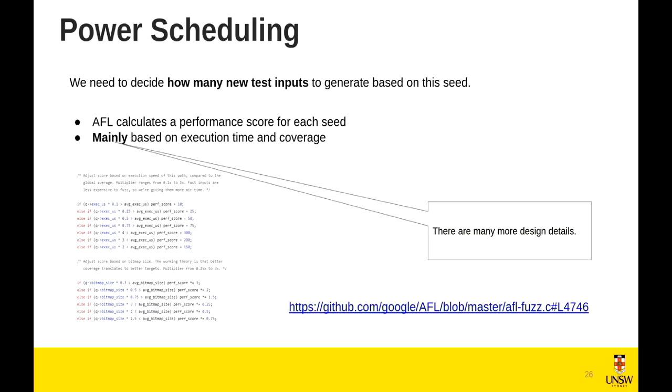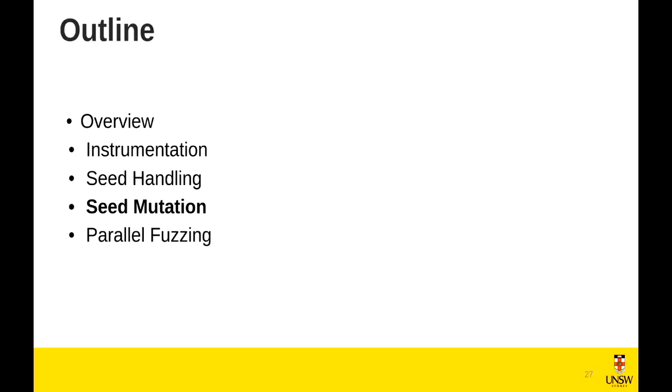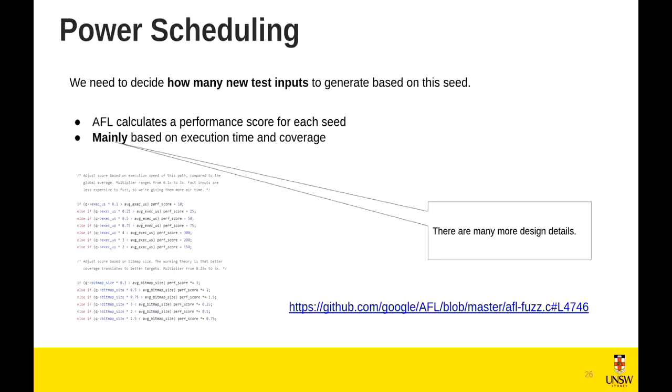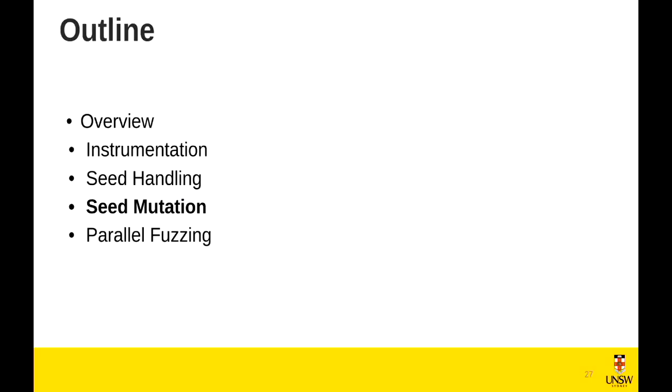So this is a link to the exact line of code. And remember, this single file is like 8,000 lines of code. And this is how AFL calculates. So it basically favors fast executing seeds with large code coverage. So that's the basic idea here. And that's all about the strategies for handling seeds. And now let's learn more about how AFL does the mutations.